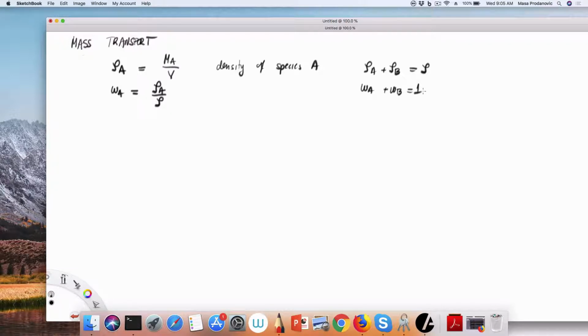So molar concentration will be simply C A, and that's the number of moles of chemical species A divided by volume. So this is in moles per volume. And then again, my C A plus C B is going to be C, which is the number of moles of everything. And we're going to talk about molar fraction, which is C A divided by C.